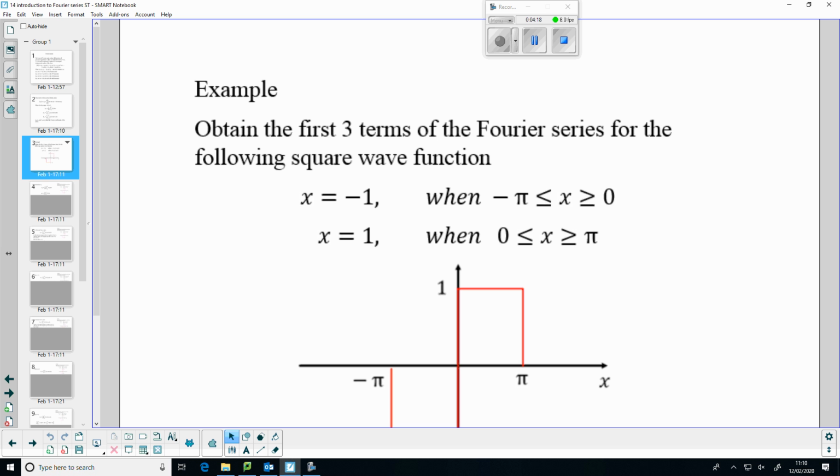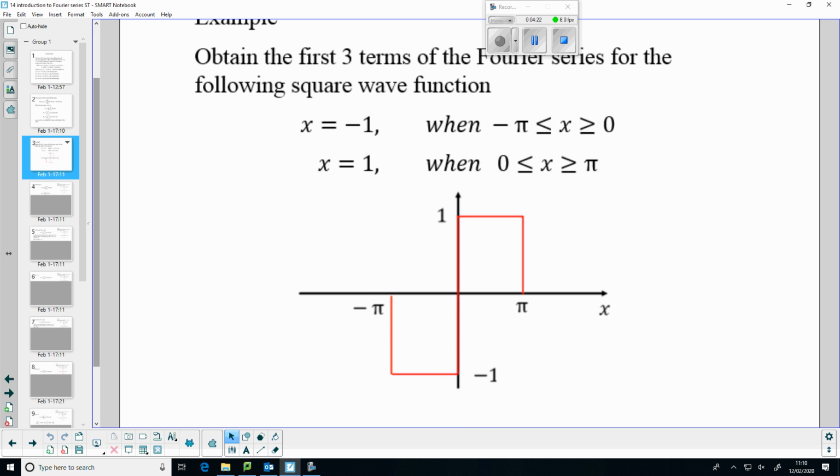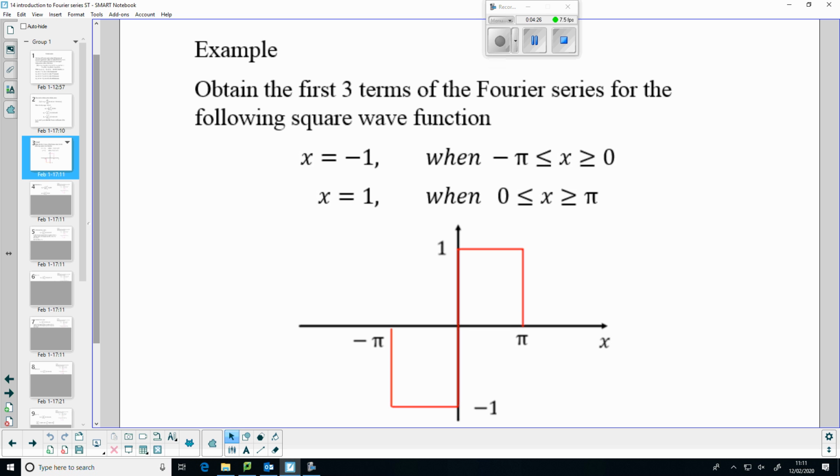Okay, so what we're going to look at, keeping it fairly simple in the first example, is to obtain the first three terms of the Fourier series for the following square wave function. What you find with this Fourier series is, depending on what the function is like, you can end up with either only cosine terms, or just odd or even harmonics. Do you remember from last week, the square wave was built up from odd harmonics only. I don't want to preempt that, because here we're going to prove that there are no second harmonics.